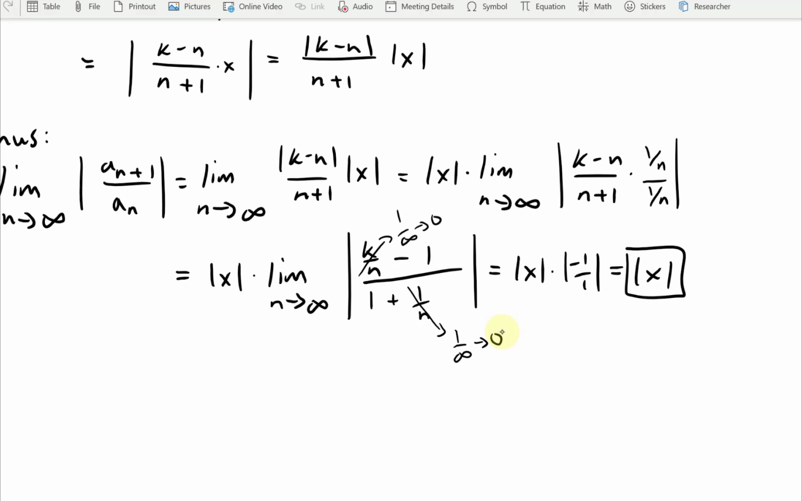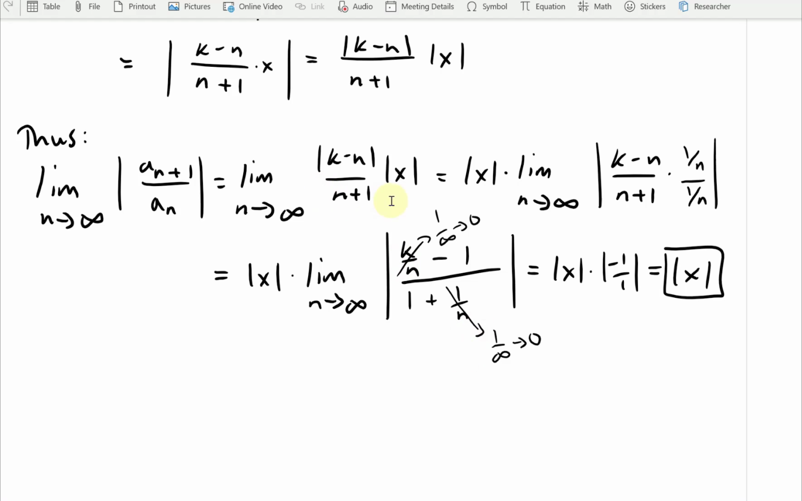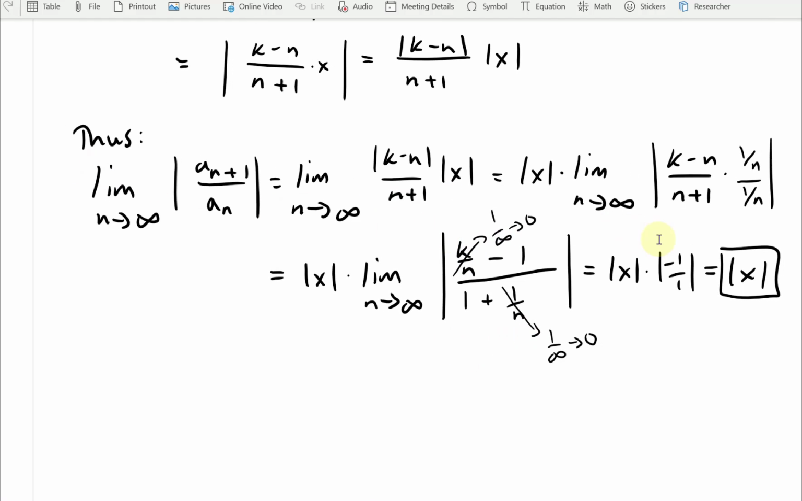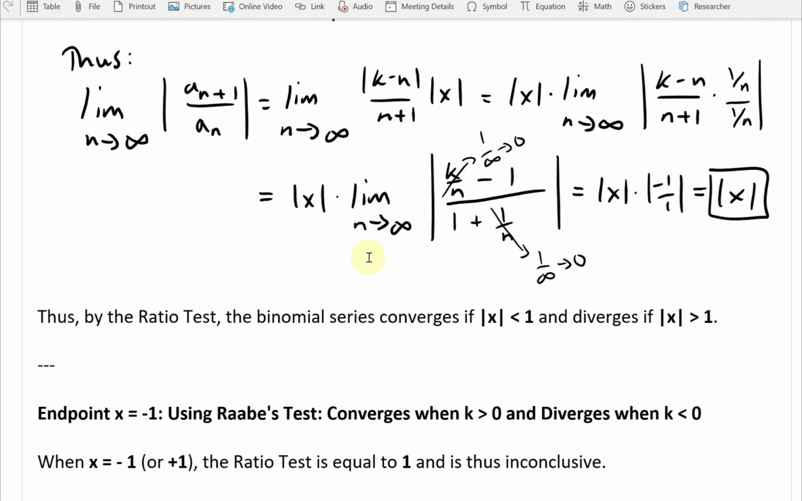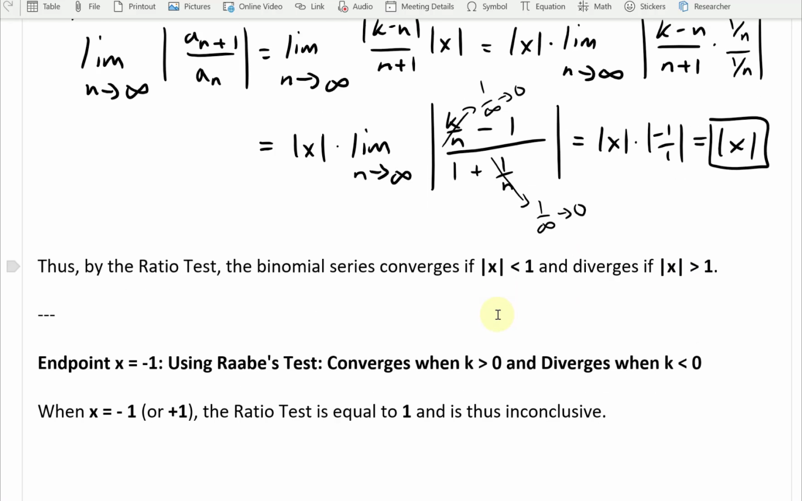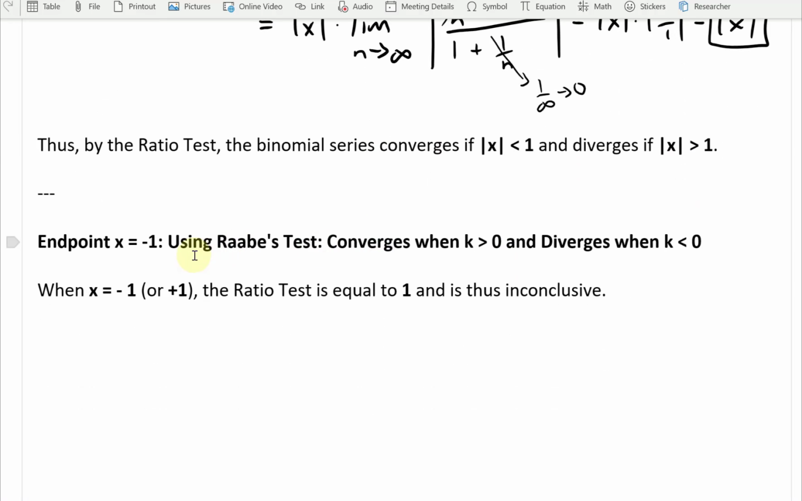As we saw in an earlier video in that screenshot, the limit goes to absolute value of x. So thus by the ratio test, the binomial series converges if absolute value of x is less than 1, and diverges if absolute value of x is greater than 1. Remember, for the ratio test, if the limit equals L, which is greater than 1, it diverges. If it's less than 1, it is convergent. At endpoint x equals negative 1, using Raabe's test, it converges when k is greater than 0 and diverges when k is less than 0.